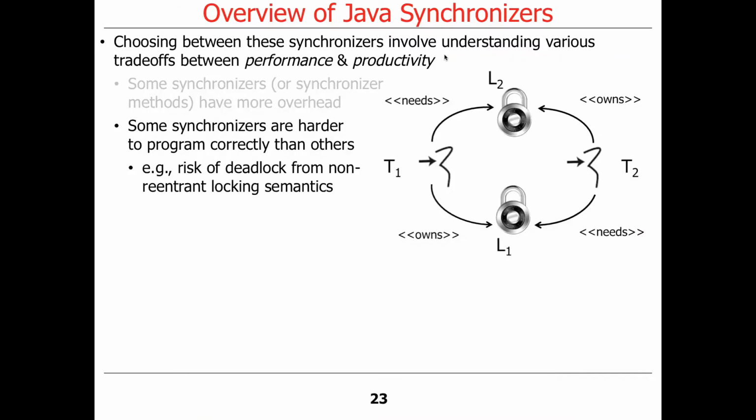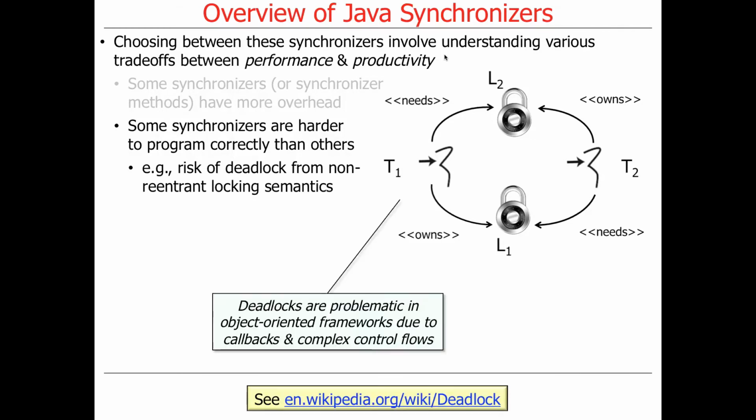And then some synchronizers are harder to program correctly than others. Remember we talked about Reentrant, ReadWrite locks versus stamped locks. If you have recursive programs or programs with callbacks, then using a Reentrant lock is better because you won't have to worry about the recursion or callbacks. You won't have to worry about self-deadlock. But the problem is it's more overhead. In contrast, stamped locks are harder to program correctly, but they're a lot faster. So you have to make those trade-offs.